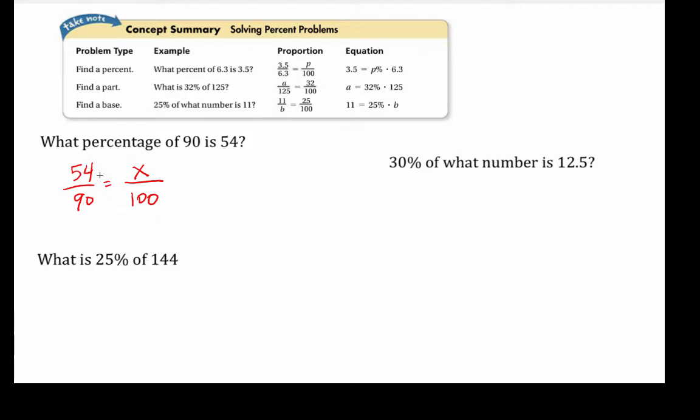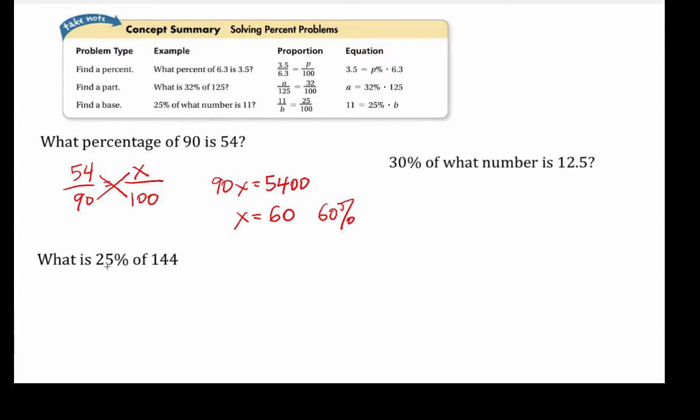We know the way we solve a proportion is to cross multiply, so we're going to multiply diagonally. 90x equals 5400. The way we solve this is divide both sides by 90. So x is 60. What percentage of 90 is 54? The answer is 60%.